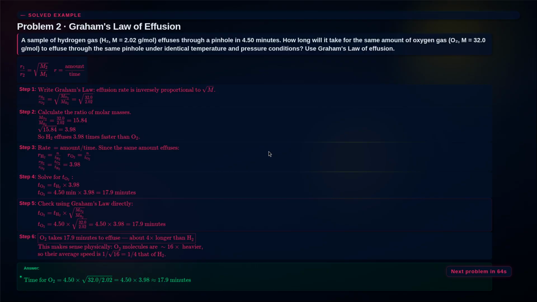Step 3. Since rate equals amount over time, the ratio of rates is the inverse of the ratio of times. So TO2 over TH2 equals 3.98. Step 4. Solve for the time for oxygen. TO2 equals 4.50 minutes times 3.98, which equals 17.9 minutes. Step 5. Check using Graham's law directly. We get the same result, 17.9 minutes. The answer is 17.9 minutes. Oxygen takes about 4 times longer to effuse than hydrogen.